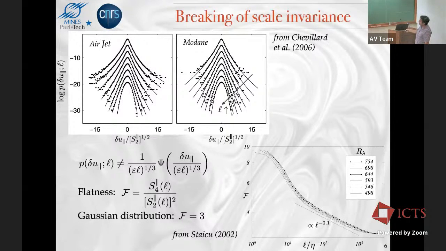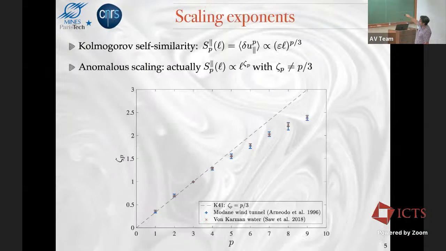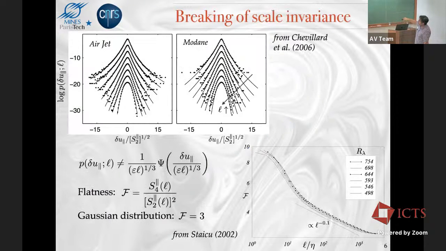With the scaling before, flatness is nothing but L to the zeta 4 divided by L to the 2 zeta 2. So this exponent here, minus 0.1, is exactly zeta 4 minus 2 zeta 2. That's why we observe this power law. So these are different measurements which are confirming the fact that we have anomalous scaling.